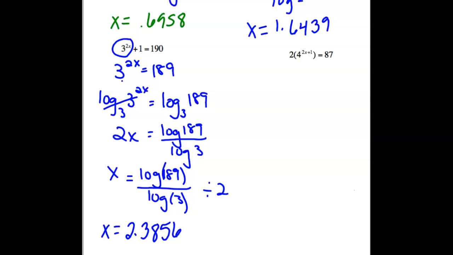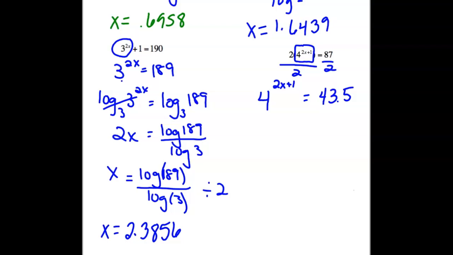All right, our next one, we have a 2 that's in front of our exponential piece. It is not being raised to the power. So we're going to go ahead and divide both sides by 2 first. So 4 to the 2x plus 1 has to equal 87 divided by 2, or 43.5. Then we can take the log of both sides.